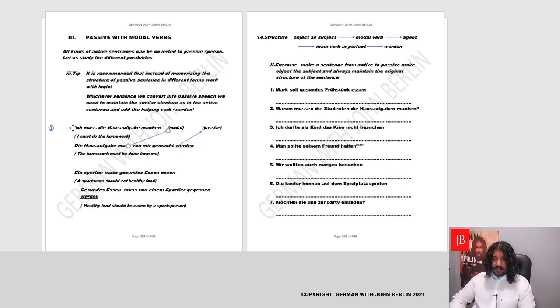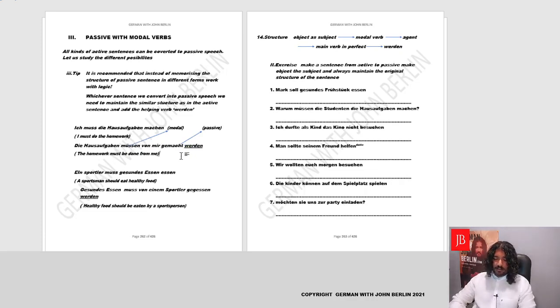We'll change the speech. That means the Hausaufgabe will now become the subject. We'll conjugate muss for the Hausaufgabe now. Now let's suppose it was Hausaufgaben, plural, homeworks. Then we could write müssen. Yes, we could have done müssen. It would make even more sense. Yes, let's write here müssen.